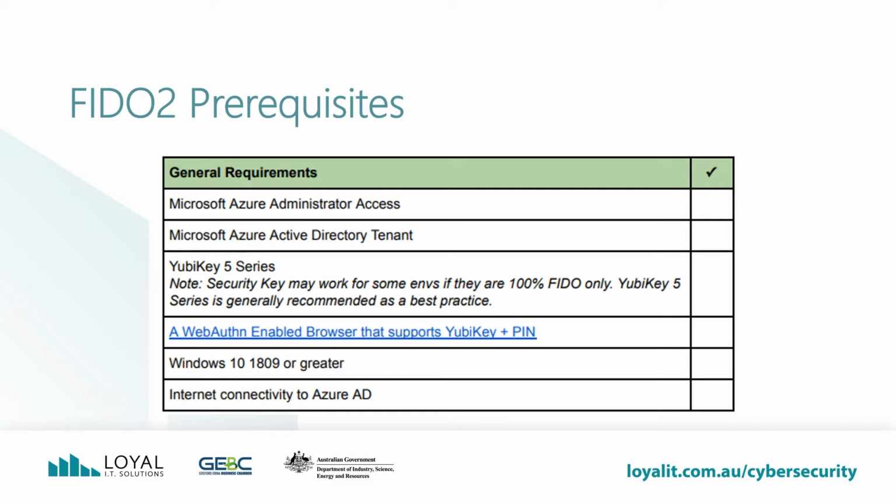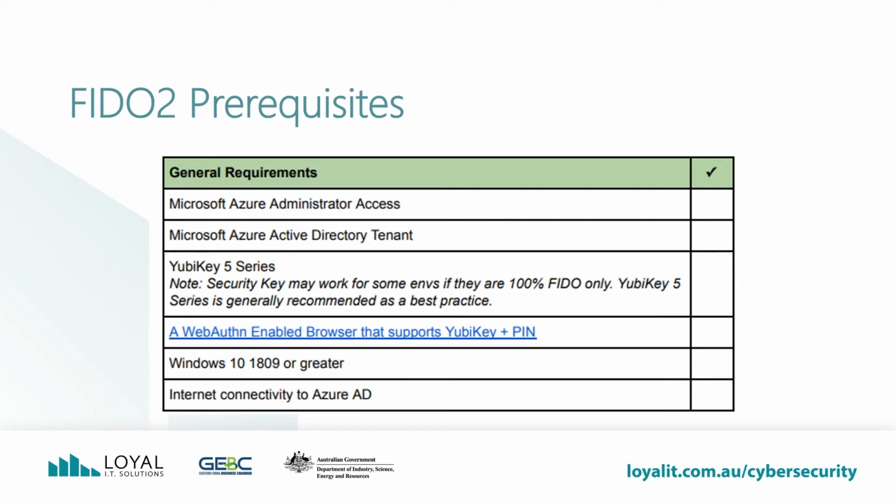The prerequisites are you must have Microsoft Azure Administrator Access in order to set up your tenant. This is typically the global admin account for your Microsoft 365 tenant. You must have a Microsoft Azure Active Directory tenant. You will typically get this when you have a Microsoft 365 business account. You should have at least a Yubikey 5 series key. I will be using the 5 series in this demonstration.